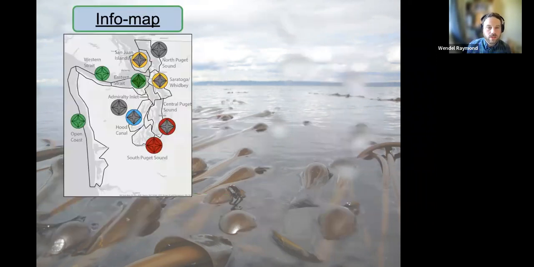So to start to look at these products visually, here is our mock-up of the info map, and this would be the first thing that you would see when you search for the indicator on Puget Sound Info or on our hub website. Then if you wanted some more information, you could click on one of these icons or sub-basins. Next slide.